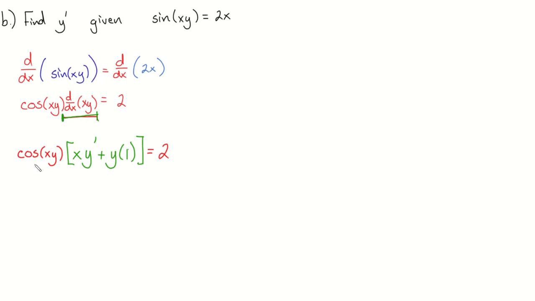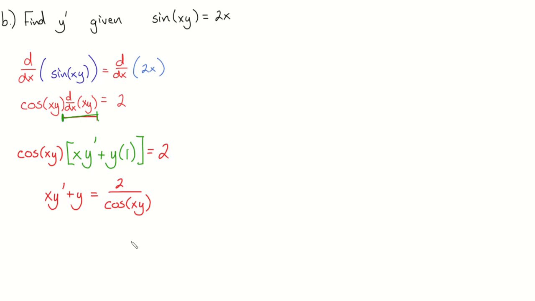Divide by cos xy. Sounds good to me. In the process, just so everybody's clear, I'm going to get rid of these brackets because once I divide by cosine, they don't mean anything anymore. So here we go. I get x y prime plus y equals 2 over the cosine of xy. We are trying to isolate y prime to solve for it, and the only way to undo this multiplication is to divide.